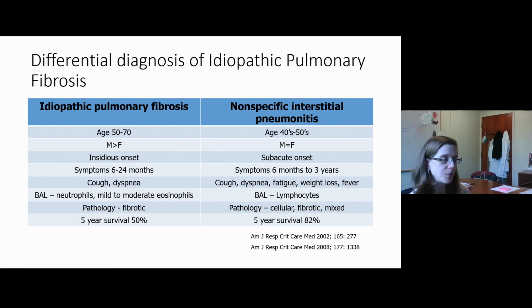In NSIP, patients may be younger. There is no male predominance. It's essentially equivalent between males and females. And this may be a bit more subacute, so patients may present with months of symptoms rather than years of symptoms. Again, the symptoms are similar in terms of cough and dyspnea, but these patients may also have more B symptoms. Their BAL would be more lymphocytic, and pathology could be fibrotic, but could also be cellular or have a mixture of inflammatory and fibrotic components. And again, the prognosis in NSIP is generally better, particularly if it's an inflammatory NSIP compared to fibrotic IPF.